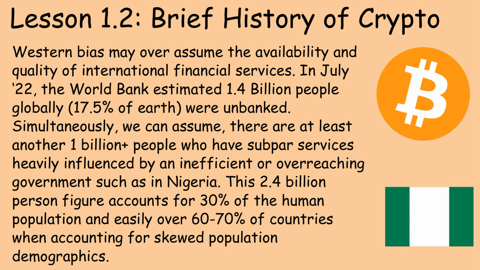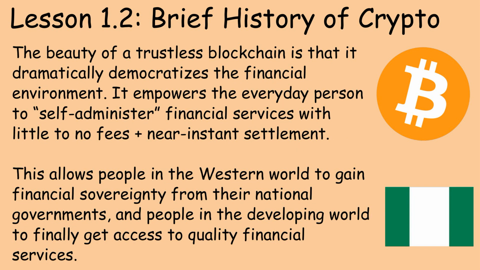So, the beauty of a trustless blockchain is that it dramatically democratizes the financial environment. It empowers the everyday person to self-administer financial services with little to no fees and also near-instant settlements. This allows people in the Western world to gain financial sovereignty from their national governments, and people in the developing world to finally get access to quality financial services. Obviously, they can be interchanged, but these are just the 2 points that I've noticed between the 2 different landscapes.